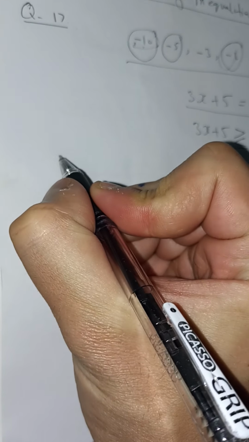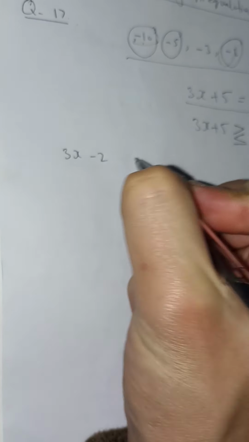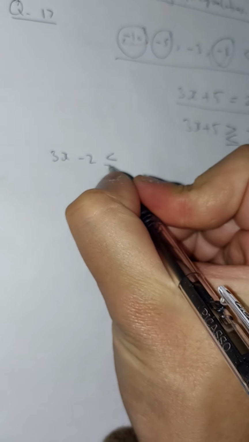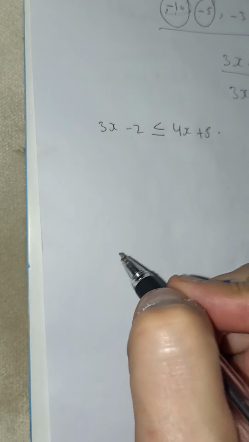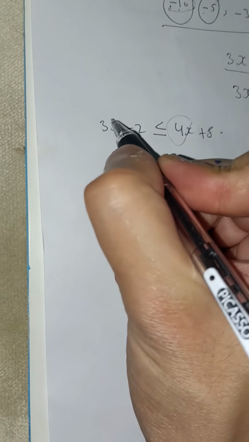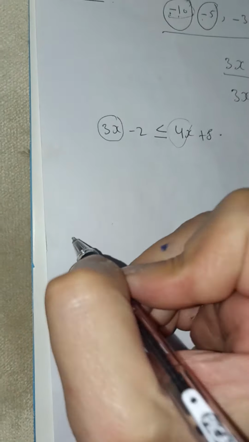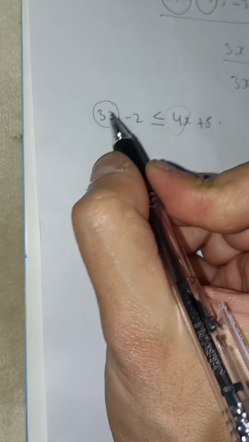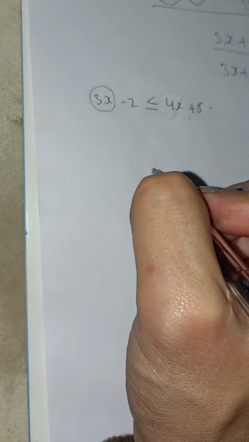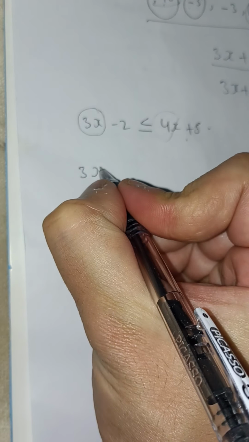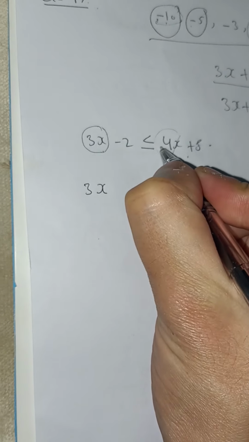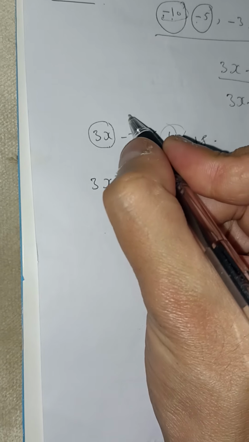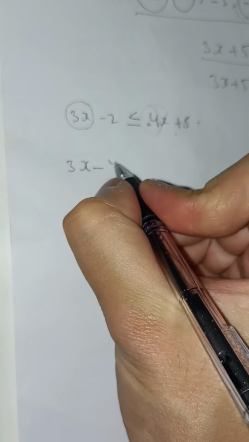So the question is 3x minus 2 is less than or equal to 4x plus 8. As you know, what you should do here is bring all the similar kind of numbers to one side. For example, you have to bring this 4x to this side, or this 3x over here. It's your choice. So I keep 3x over here, and I bring this 4x to this side. Here it has a positive sign, so when it moves toward the other side of the equation, it will be minus 4x.